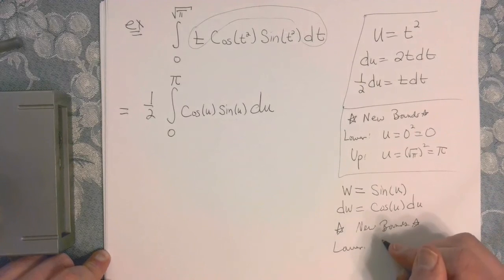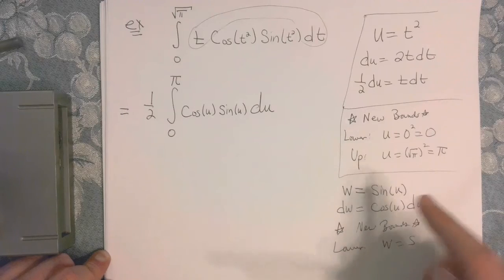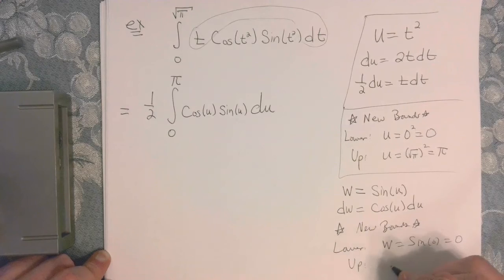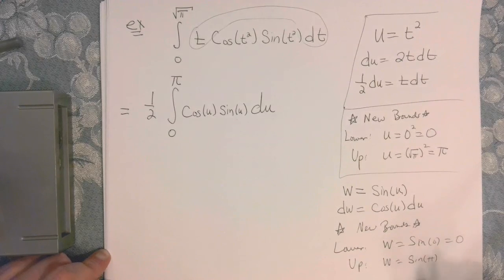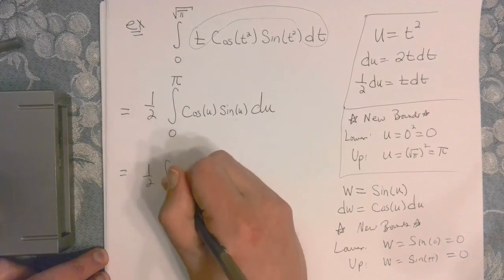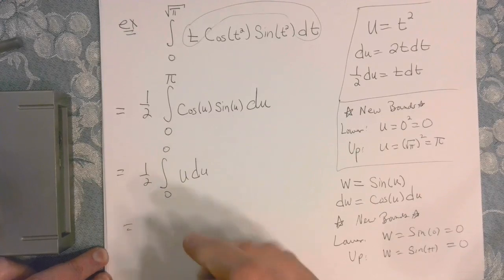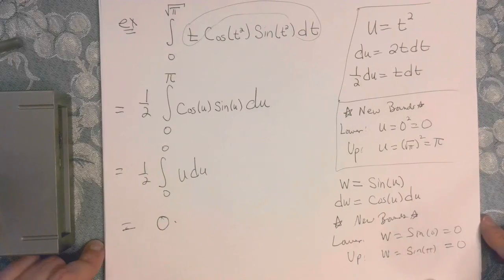So my lower is w equals, well, u goes in for u, sine of 0, but we know sine of 0 is 0. And my upper is w equals the sine of pi. But that's also 0. And we know any integral from a to a, the same value to the same value, must equal 0. So I don't even need to calculate this. That's a theorem from Calc 1, this is exactly equal to 0.